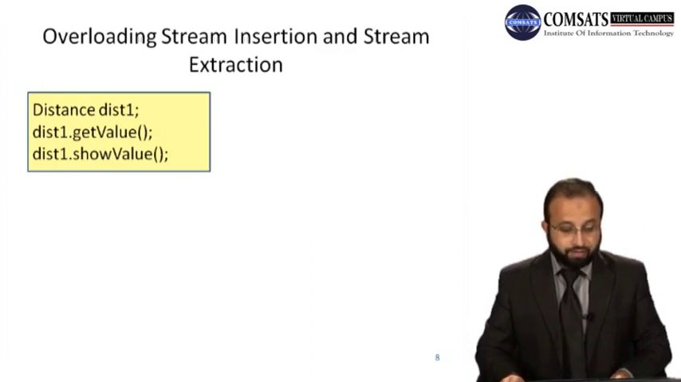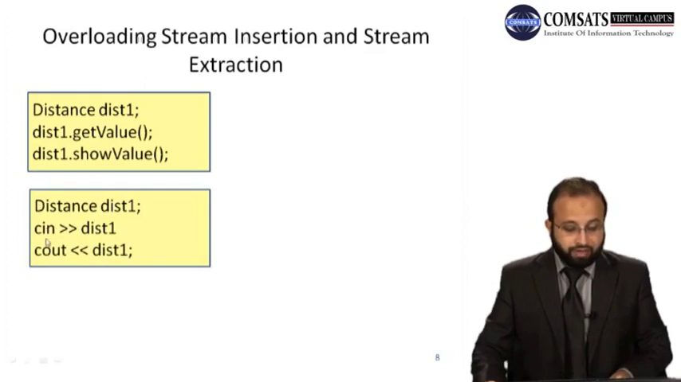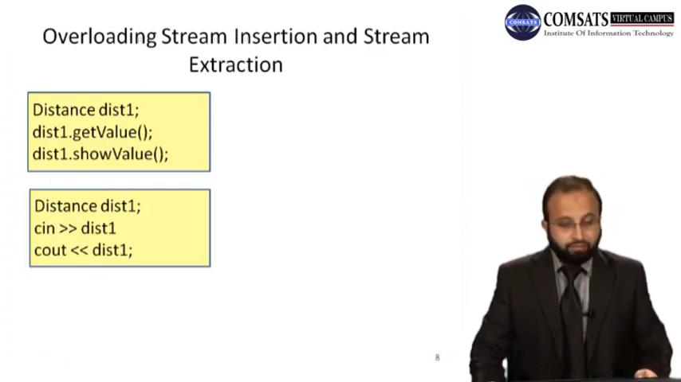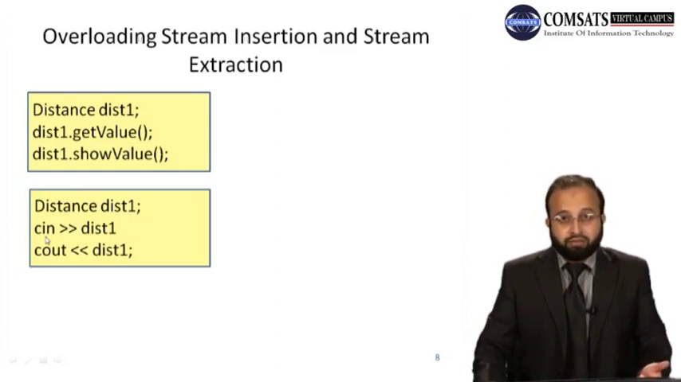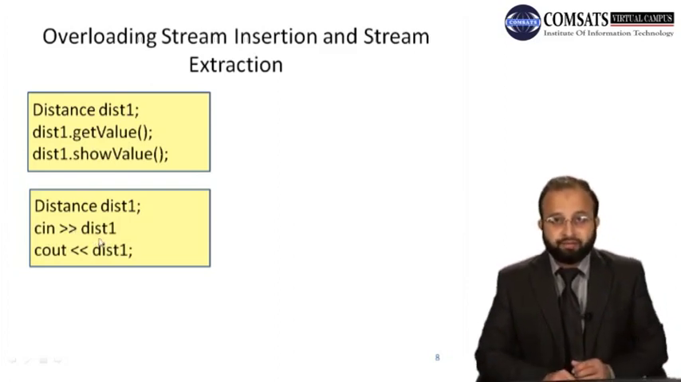So what we can do is, if we are able to write such a statement, we have a distance object. Instead of calling the function like this, because the get_value function takes input from the user, the input stream can also be used to take input from the user. But now the input we are taking is not into a primitive type, we are taking it into the dest1 object. And this is not possible without overloading the stream insertion or extraction operator in the distance class.